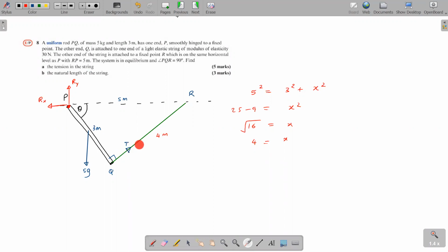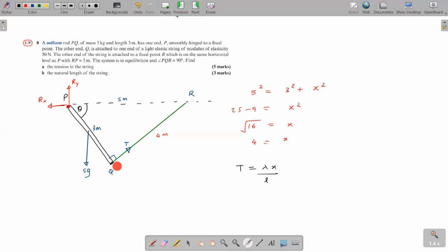Basically, we have to find the T value. In part B, they want you to find the natural length of the string. So you need to realize, is it possible to find the tension by using T equals lambda x over L? Because you might be tempted to think, can't I find the tension using lambda x over L? But to find tension using lambda x over L, though the modulus of elasticity lambda is given, do we know the extension? Do we know the natural length?